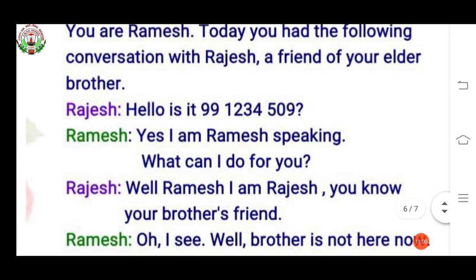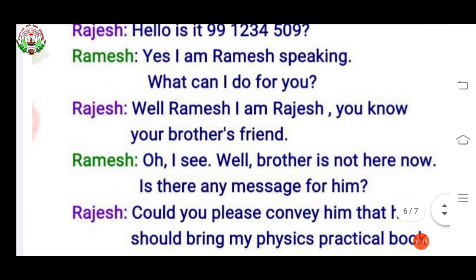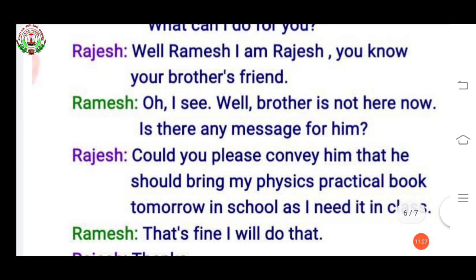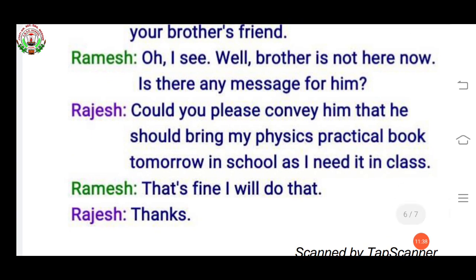Now see, Rajesh called: hello, is it 9912345509? Ramesh: yes, I am Ramesh speaking. What can I do for you? Rajesh: well, Ramesh, I am Rajesh. You know your brother's friend? Ramesh: oh, I see. Well, brother is not here now. Is there any message for him? Rajesh: could you please convey to him that he should bring my physics practical book tomorrow in school as I need it in class? Ramesh: that's fine. I will do that.